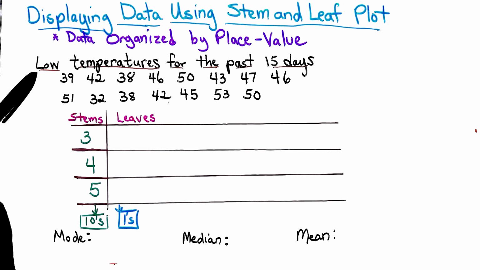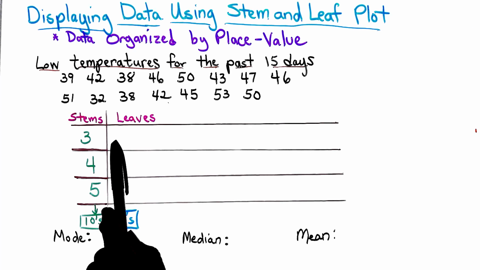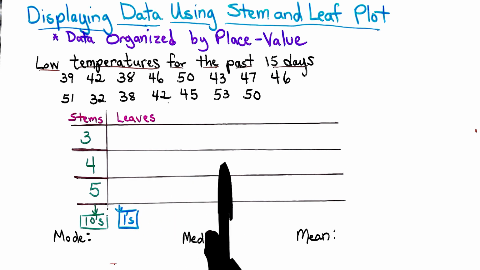The leaves are going to stand for our ones place. So we're looking at low temperatures for the past 15 days, and they're all listed. We're going to go ahead and display them in numerical order. We'll do all the 30s, the 40s, and the 50s. As I'm doing this, I like to mark my numbers to make sure that I've gotten all of them, and they need to be from least to greatest.